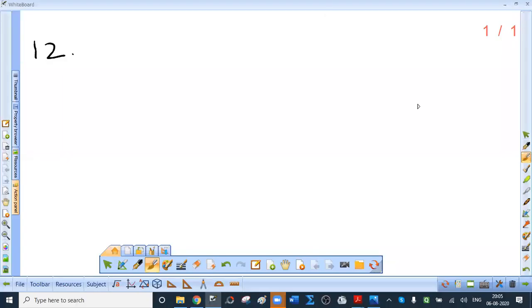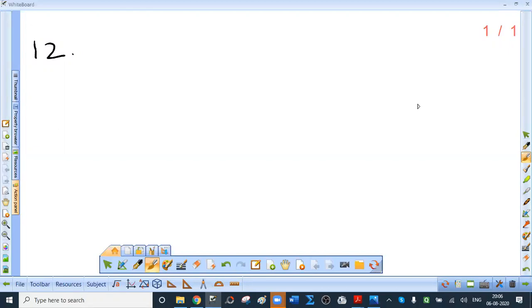Sum number 12. An open box with a square base is to be made out of given quantity of sheet of area a square. Show that the maximum volume of the box is a cube upon 6 root 3. I'll read the problem again. Open box with a square base, okay, is to be made out of given quantity of area a square. Show that the maximum volume of the box is a cube upon 6 root 3. Okay, write down. Write the solution.